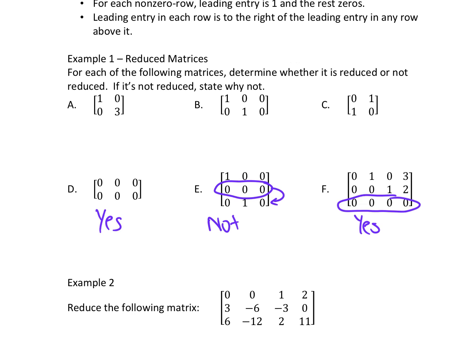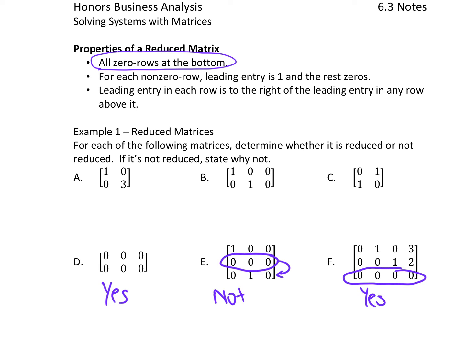Okay? The next rule here says for each non-zero row, in other words, there's numbers in it, the leading entry is 1. So as you go left to right, the first number other than 0 you come to is a 1. So what that looks like when it's not true is A. So this is not considered reduced, and it's because of this bottom row. If I'm tracking left to right, it starts with a 0, which is fine, but the first number I come to is a 3, which is not a 1.